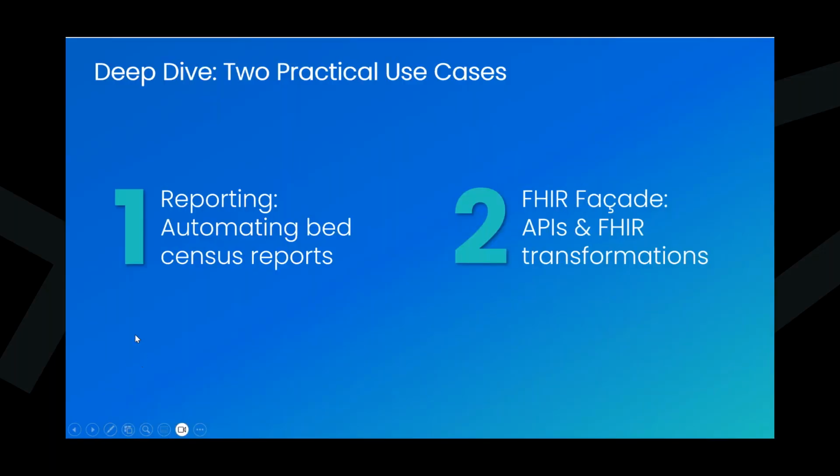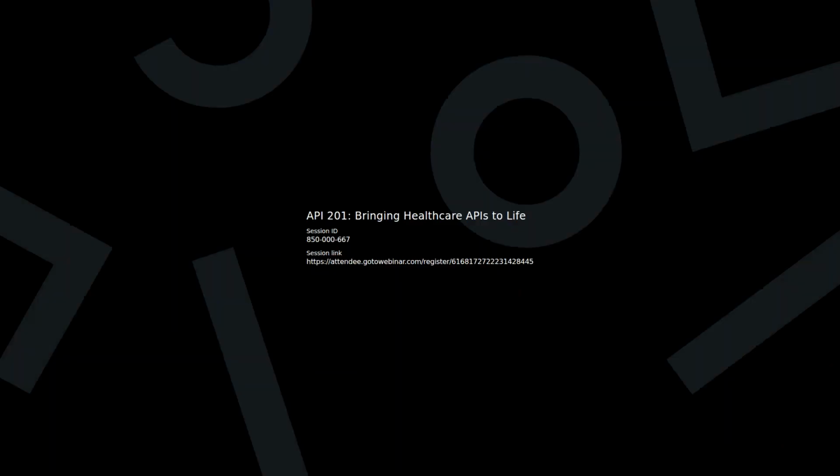And so with that refresher out of the way, we're going to dig into two practical use cases, like I mentioned. So first, Dan is going to talk to us about a reporting use case, and then Marshall is going to talk about FHIR facades as well. So we're going to go ahead and switch over to reporting.